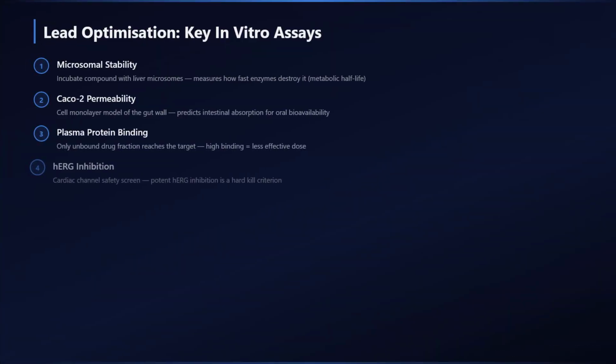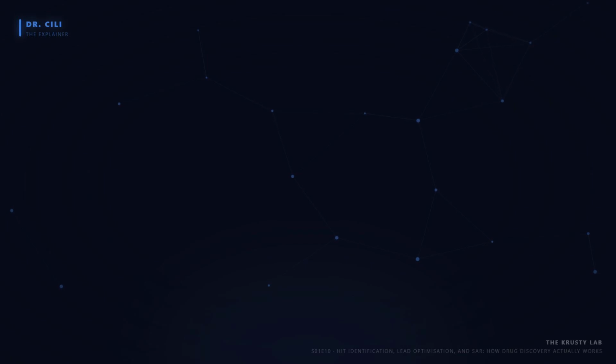About 2.6 billion euros on average per approved drug, when you include the cost of all the failures, and that number has been going up. I need a moment. The key in vitro assays during lead optimization include metabolic stability in liver microsomes. You incubate your compound with liver enzymes and measure how quickly it disappears. CACO2 permeability, a cell monolayer model of the gut wall that predicts intestinal absorption.